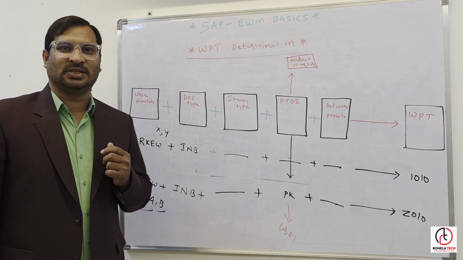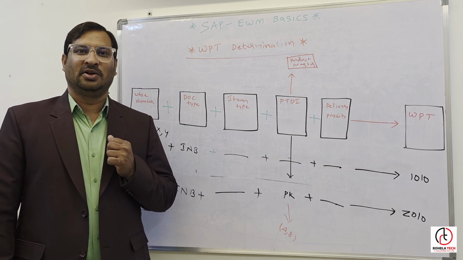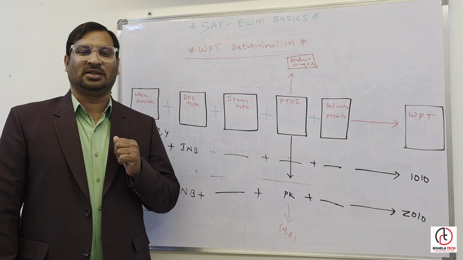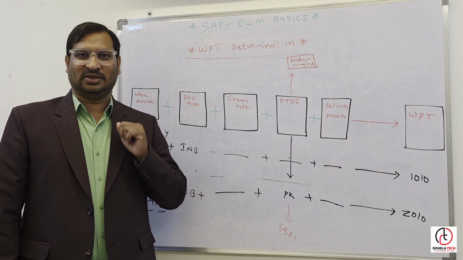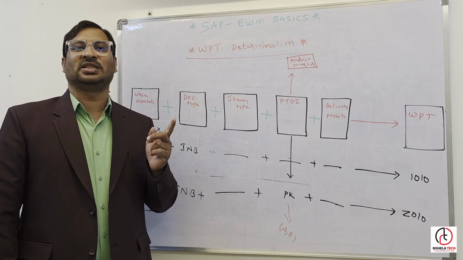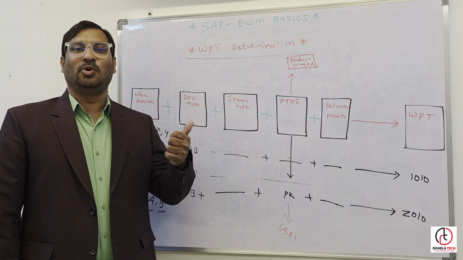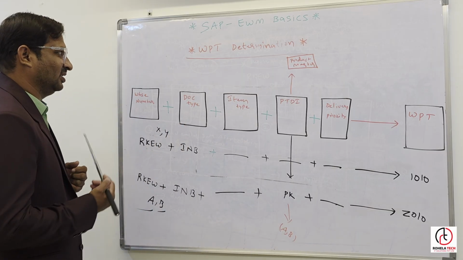In the last class we have seen what is WPT. For unpacked and packed materials, we have seen how the system determines two different WPTs. So now the question is how my system is going to determine WPT. So we have some factors.